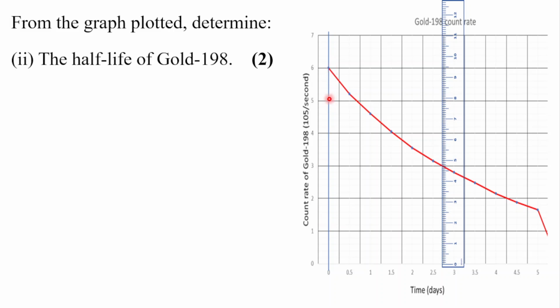So therefore, half of 6 will be 3. So go straight across to 3. And this will be approximately there, 2.65 days. So again, the x-axis is in days. So it'll be 2.65 days.